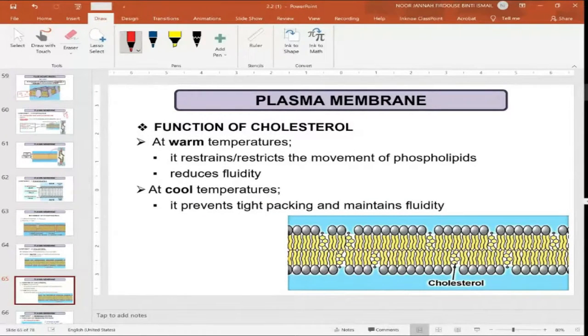Okay, dia punya fungsi kalau suhu tinggi tak takut cair, takut nanti phospholipid kita banyak sangat bergerak, jadi terlalu fluid ataupun nanti terlepas. So dia akan restrict the movement. Kalau cuaca sejuk, it will prevent tight packing. So it will maintain the fluidity.